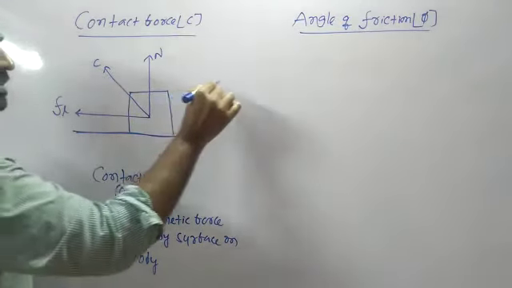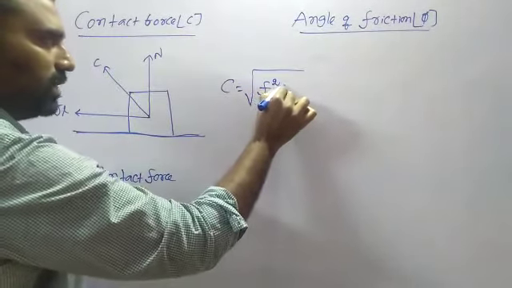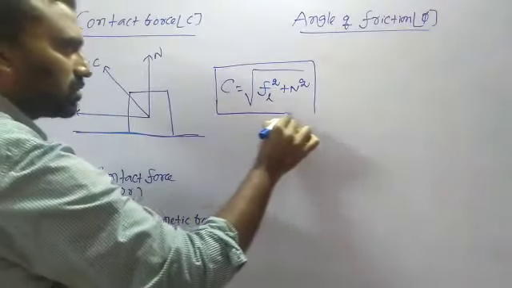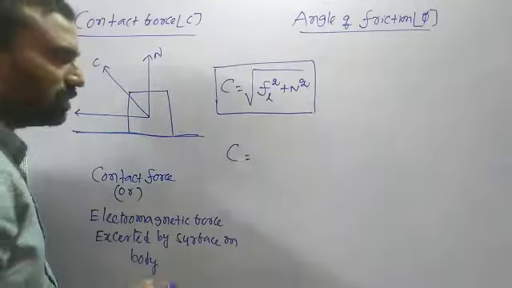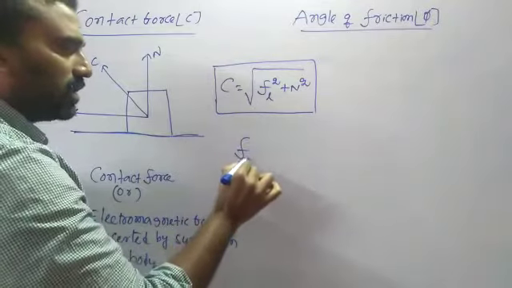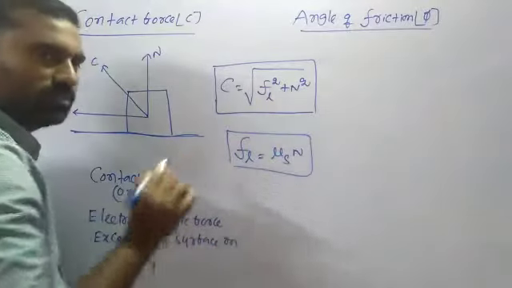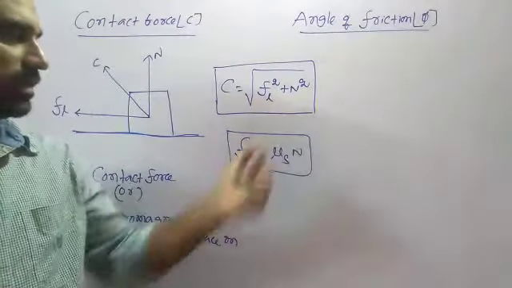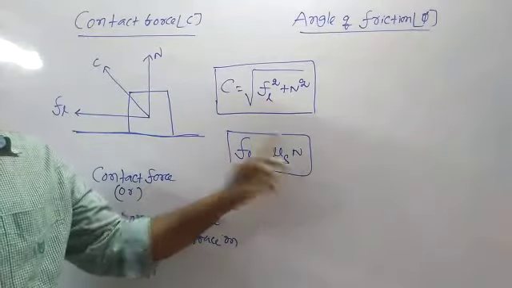Its formula: C is equal to the square root of limiting friction squared plus normal reaction squared. This is contact force. Now, the limiting friction formula: coefficient of static friction times normal reaction. So contact force is equal to the square root of FL squared plus N squared, where FL is limiting friction, equal to mu s times N.